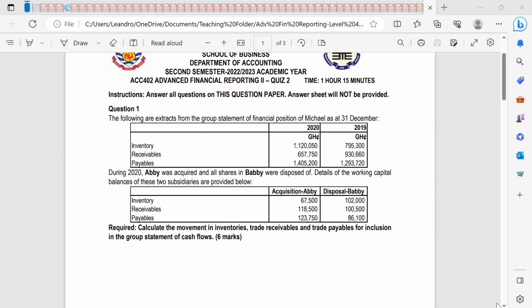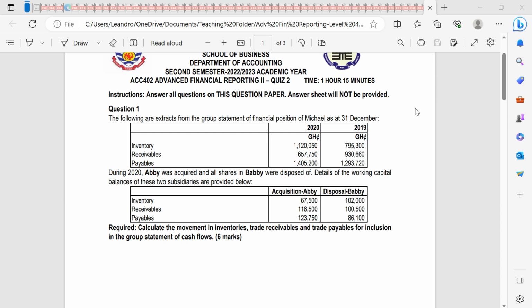Hello. If your quiz question started with the group statement of cash flow, where you are calculating movement in inventories, trade receivables, and trade payables, then this is how you go about it.